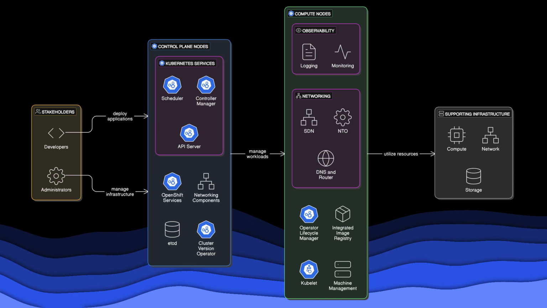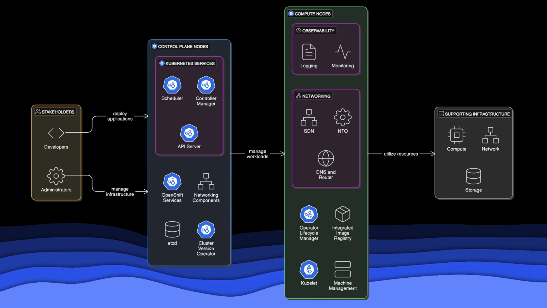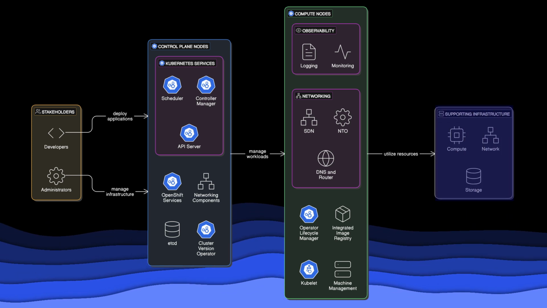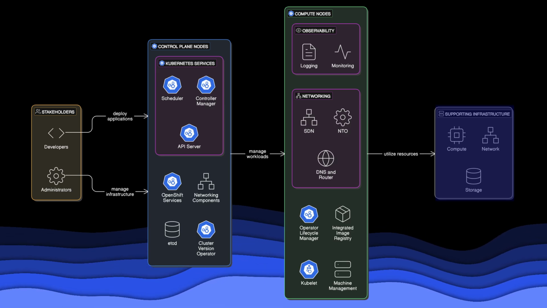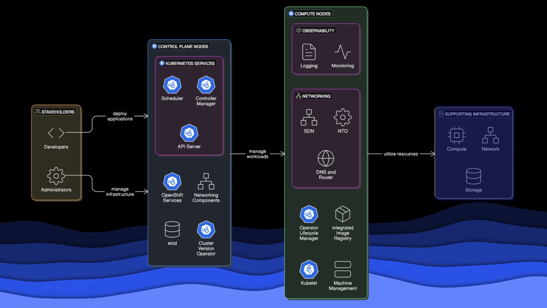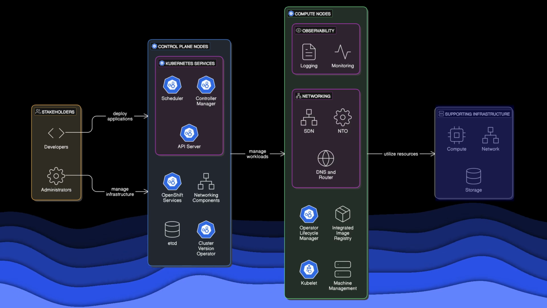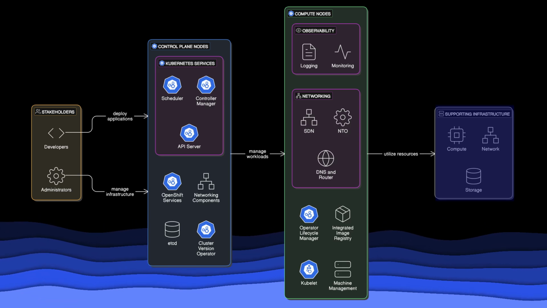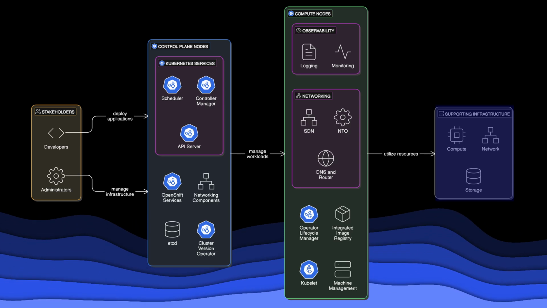All right, so we've got the control plane. We've got the compute nodes. What about the underlying infrastructure? That's got to play a role in this somewhere, right? It does. So this would be the physical servers or the virtual machines, or the cloud. So OpenShift can run on all of those.